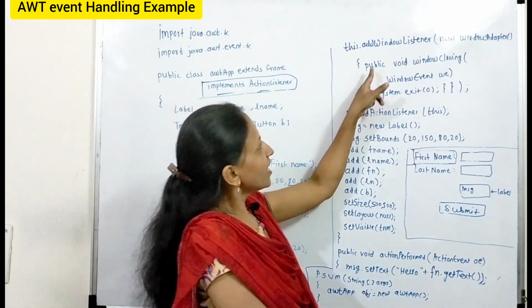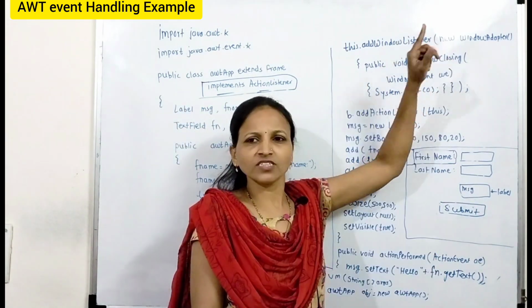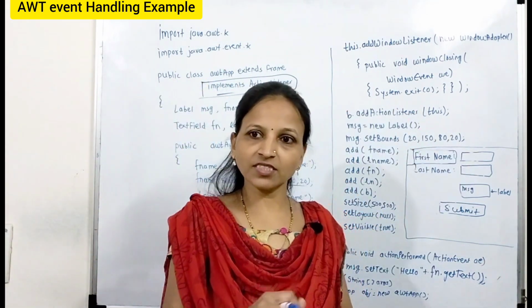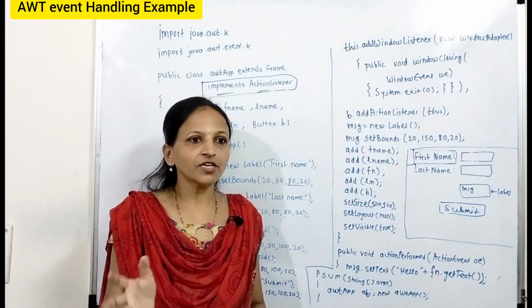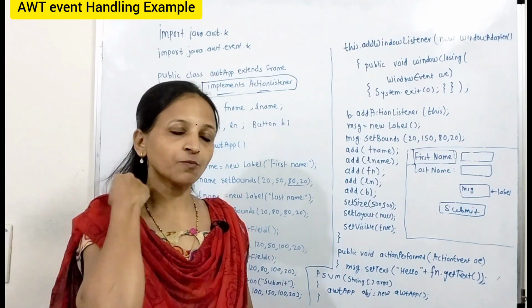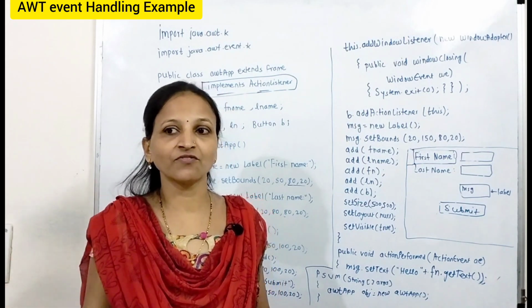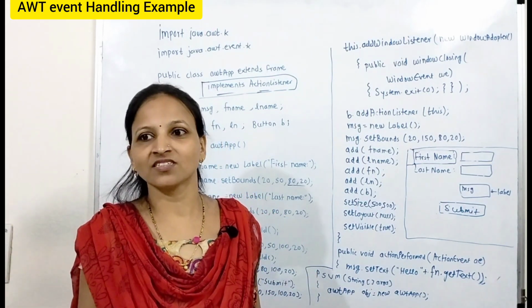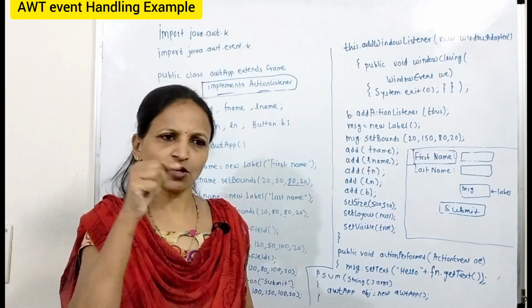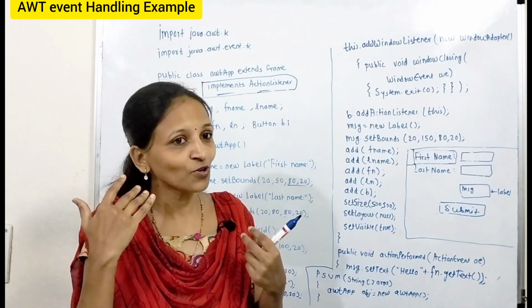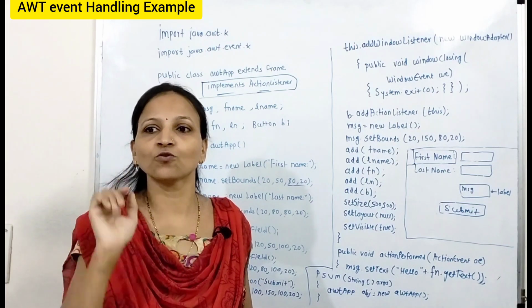See, add window listener. What is this add window listener? That frame is nothing but a window. It has close, minimize, maximize. Suppose you have not written this code, and you try to close that window, it will not get closed. Whenever you click on close, it will not do any action after clicking on close.